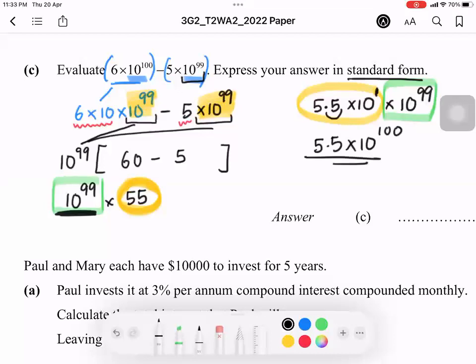Answer. Okay, so for this question, a little bit confusing. You try in your calculator, it doesn't work because the number is too large. So what we can do, we can find common factors.